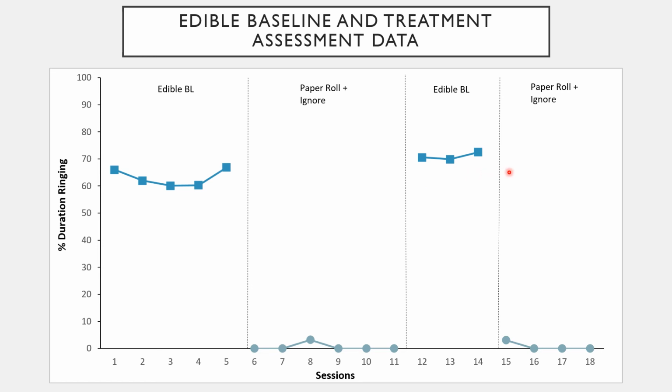We then dropped in treatment again, and again we saw an immediate decrease in his triangle ringing down to pretty much 0% of the session. So this provides some evidence to suggest that the treatment we implemented in a careful, controlled experimental environment is successful in reducing Kensington's triangle ringing.